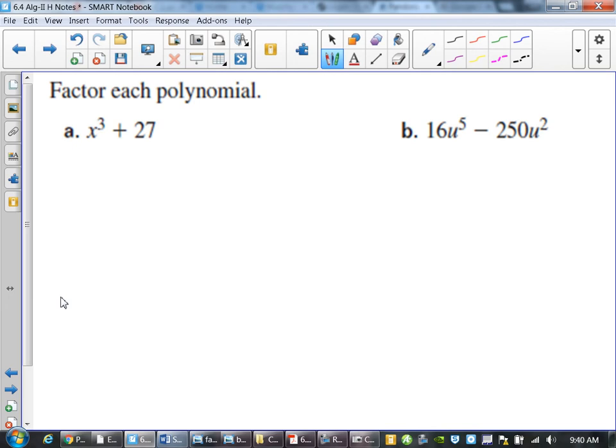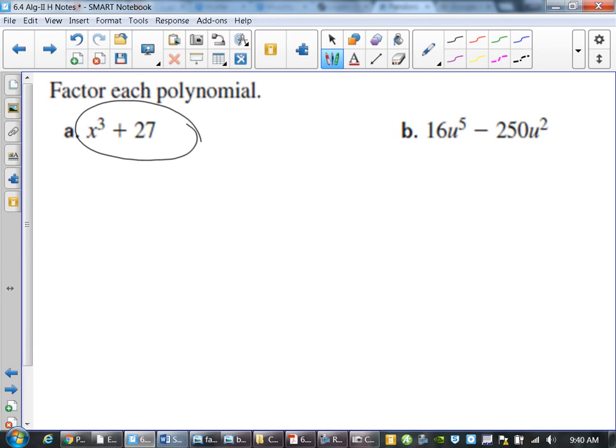There will be now some special patterns that we're going to have to pay attention to. We're going to start looking at a couple of the special patterns for cubes. Now, we've done this with squares, where you have what's called a difference of squares. When you had x squared minus 9, the first term's a perfect square, the last term's a perfect square, subtraction in between.